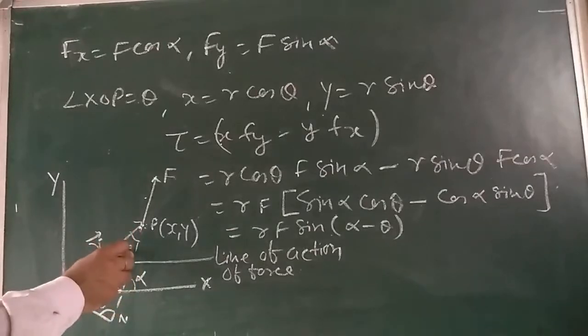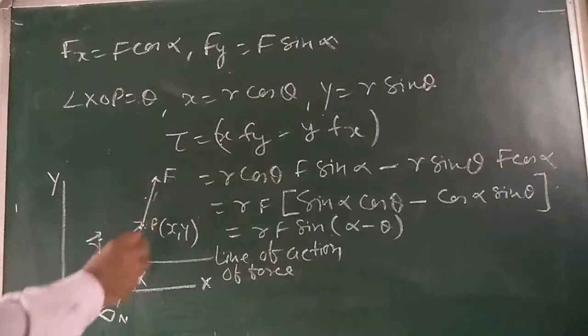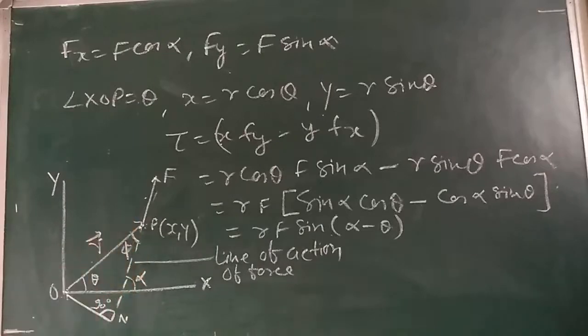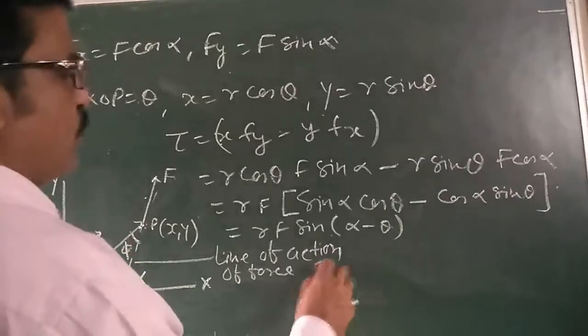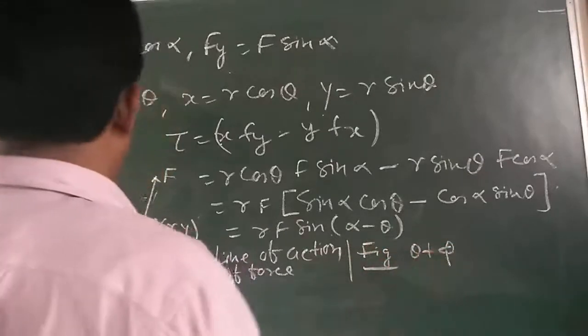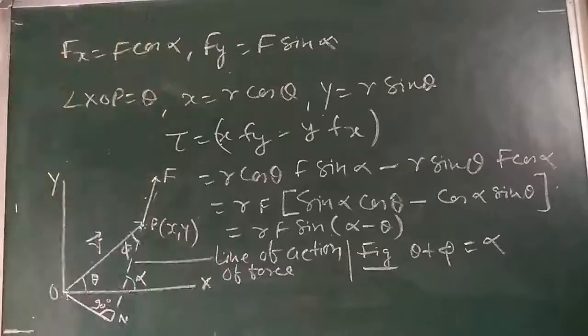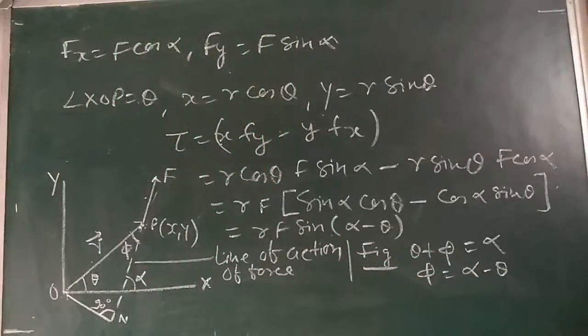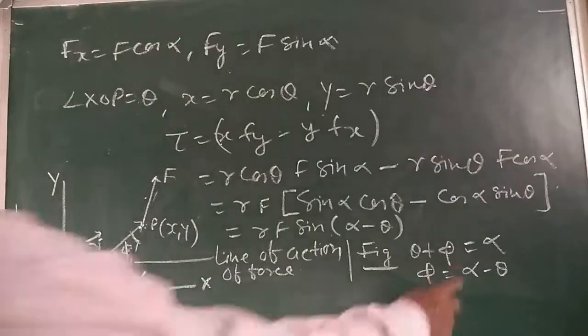Phi here is the angle between the line of action of force F and the position vector OP, equal to r. It is clear from this figure that theta plus phi, both interior angles, must be equal to this external angle. So with the help of the figure I can write theta plus phi is equal to alpha. It is clear that phi is equal to alpha minus theta.